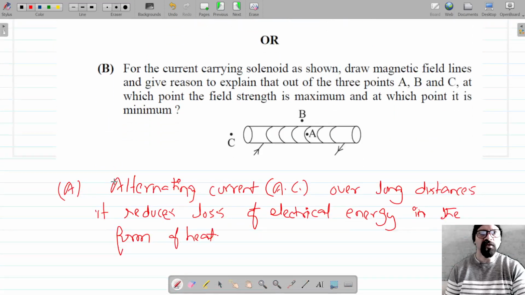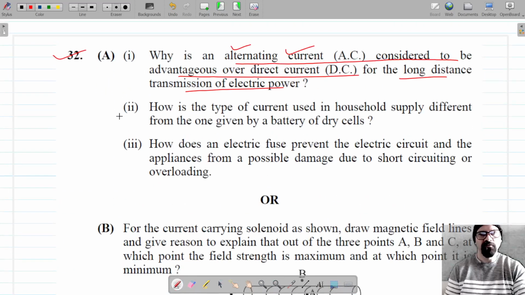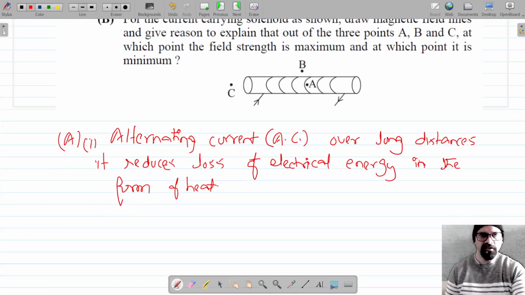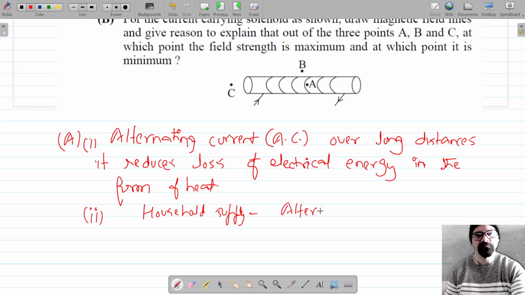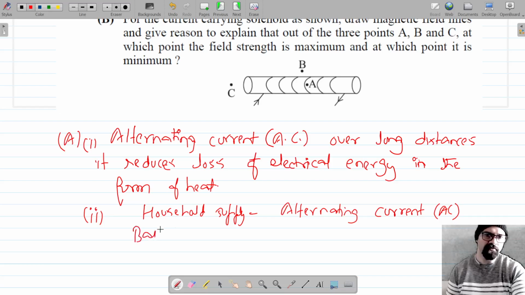Okay, now this was the first one. For the second one, how is the type of current used in household supply different from the one given by the battery of dry cells? So household supply is AC and a battery of dry cells is DC. So we can say that household supply is alternating current, and a battery of dry cells gives direct current. That's the difference.